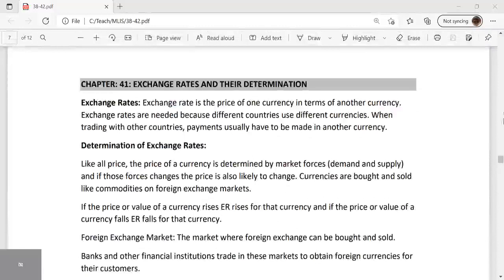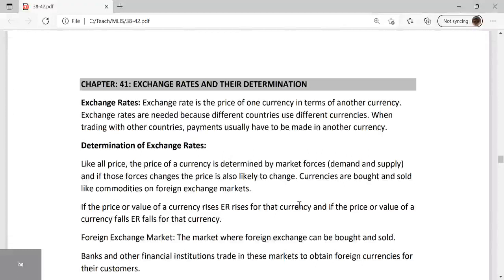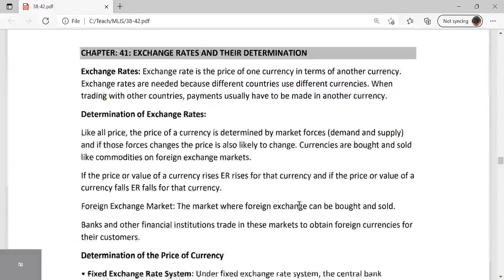You can knock me in the student question section, and also you can knock me in the offline classes as well. This is a very important chapter, and you need to clarify all your problems related to this chapter. So see what's happening over here: exchange rate and its determination. Exchange rate is the price of one currency in terms of another.